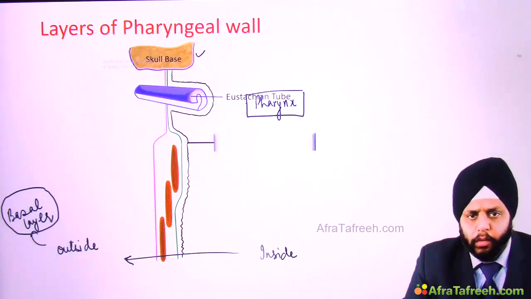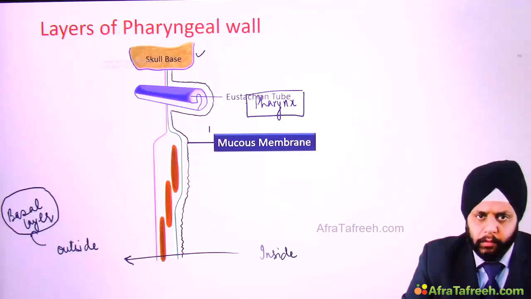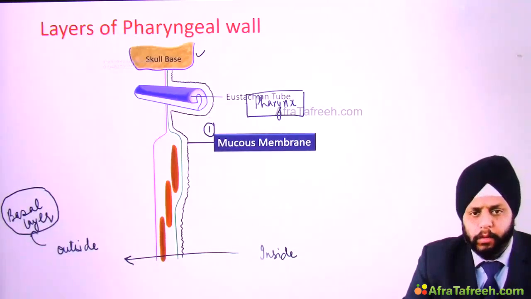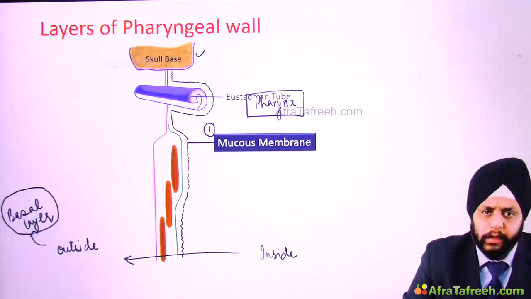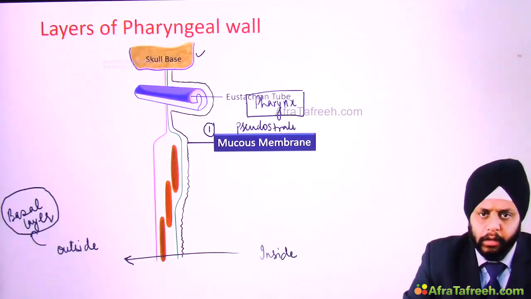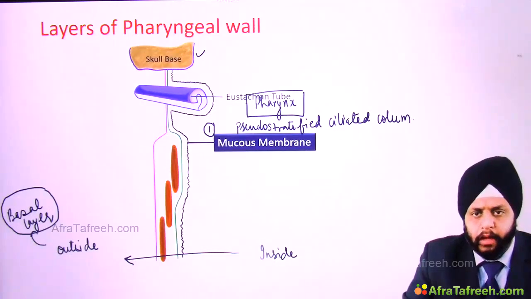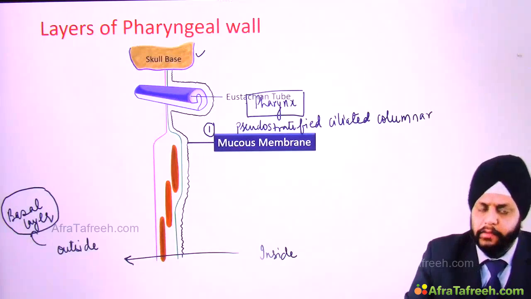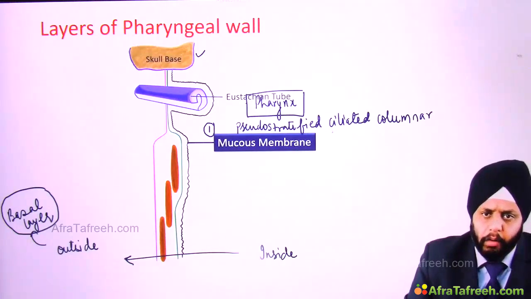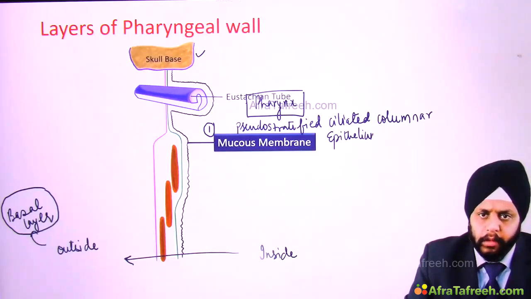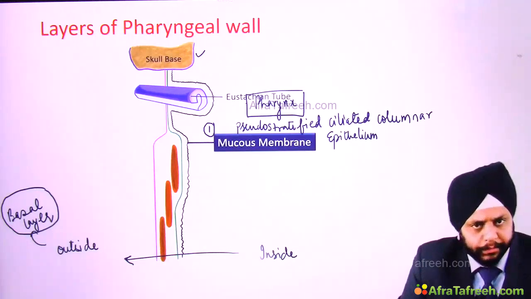So number 1 layer over here is the mucous membrane, or the mucosa, and we know that this is your pseudostratified ciliated columnar epithelium. This part we have already studied in the nose, that the whole nasal cavity, sinuses, pharynx, larynx, trachea, bronchi, they are all lined by pseudostratified ciliated columnar epithelium, that is also known as the respiratory epithelium, right?